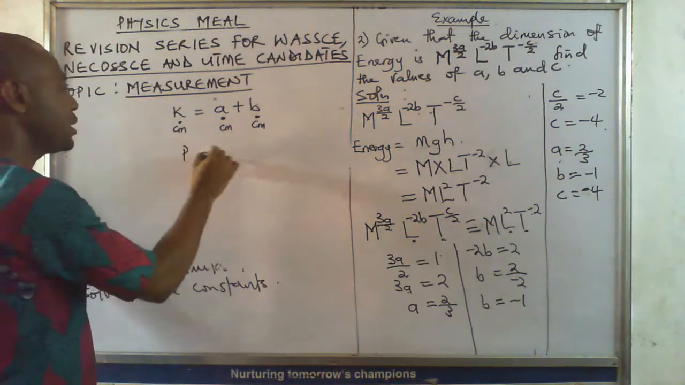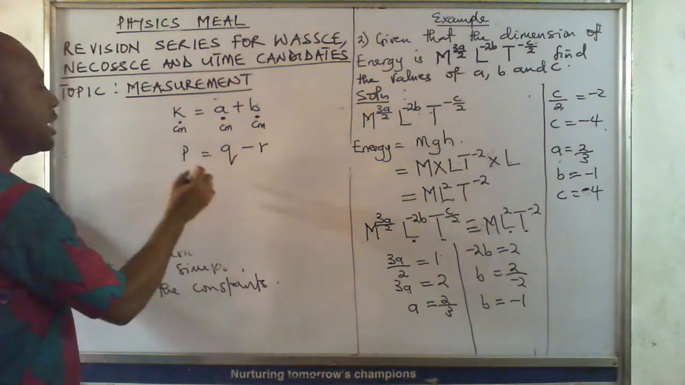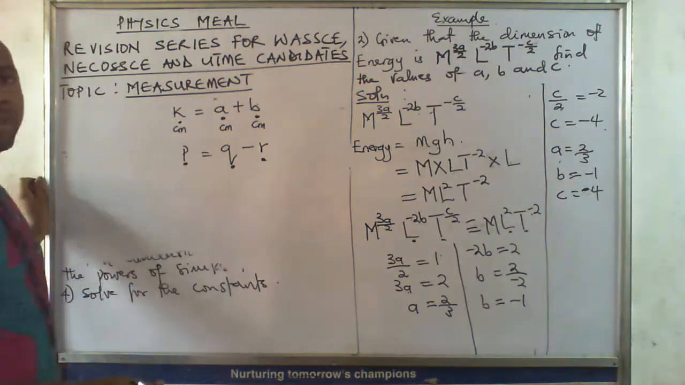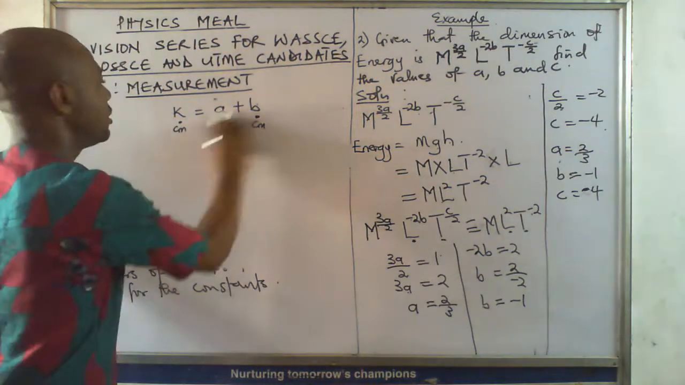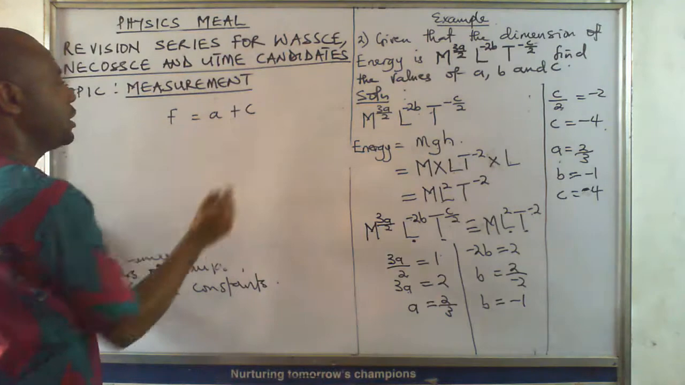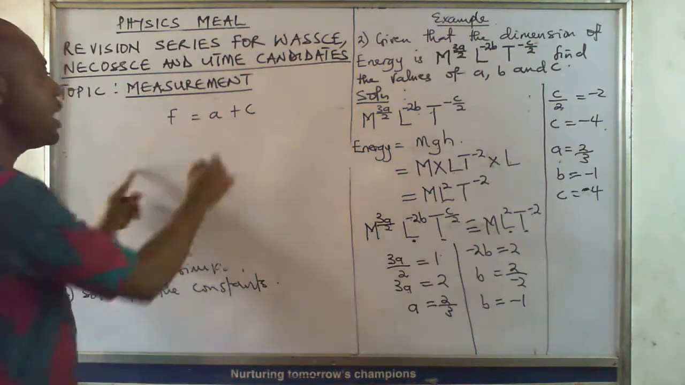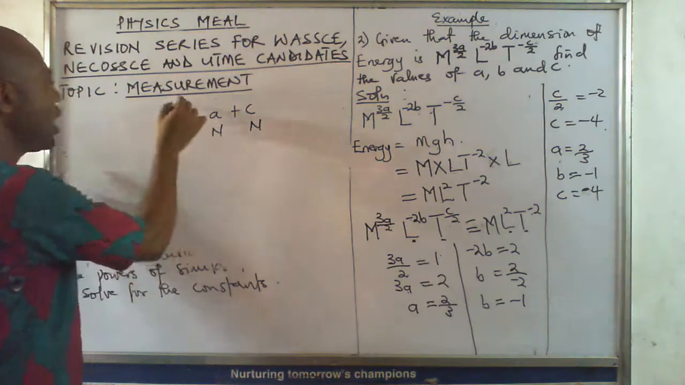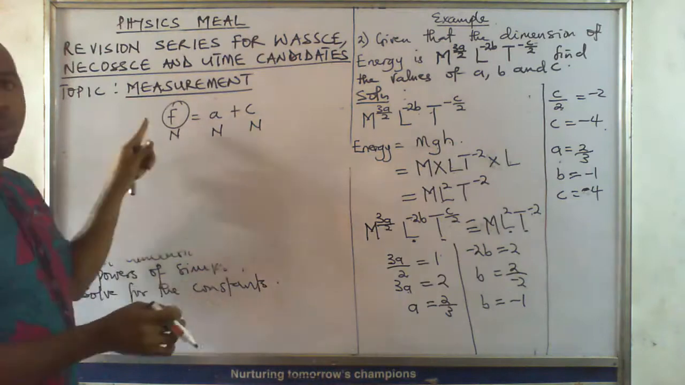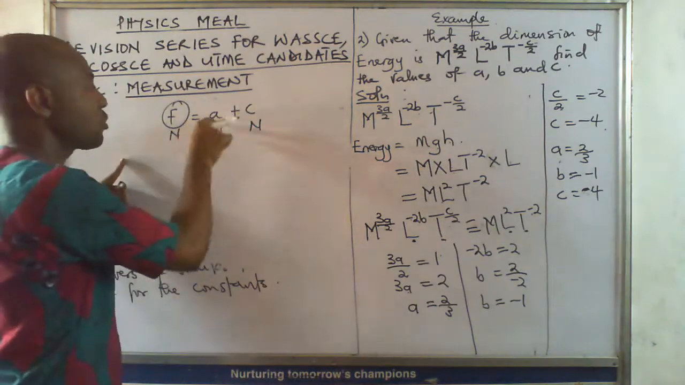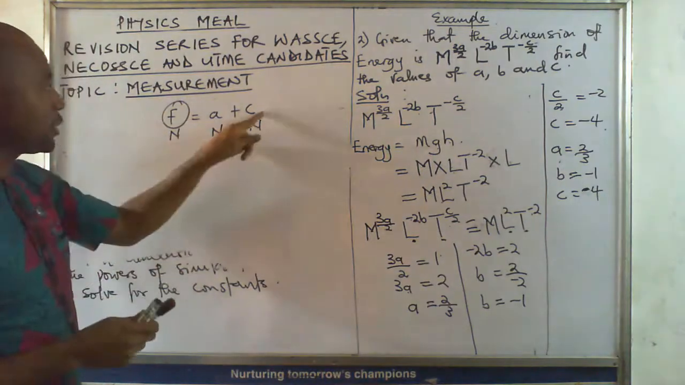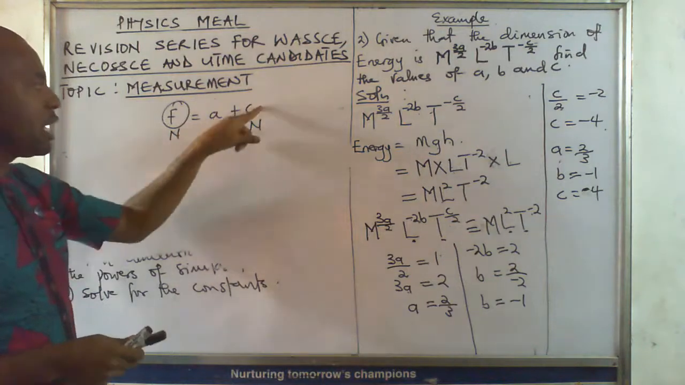You see that? The same thing with subtraction. If I say that P is equal to Q minus R, then the unit of P will be the same as the unit of Q and will be the same as the unit of R. So if someone said that force is equal to A plus C, and someone asked, what's the unit of A? A is in Newton and C is also in Newton. Why? This is force, which is in Newton. So when you add two quantities to get a particular quantity, then the unit of those quantities must be the same as the unit of their sum. So if force is A plus C, then it means that A must be in Newton and C must be in what?